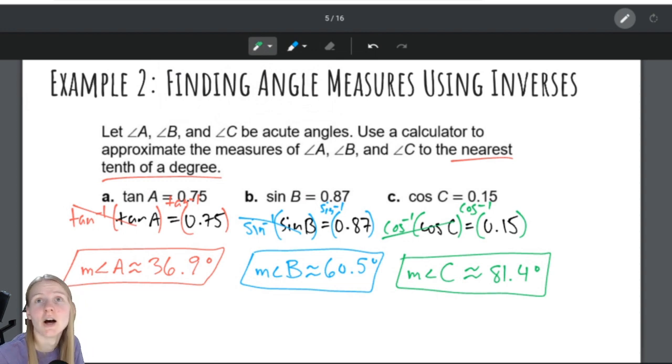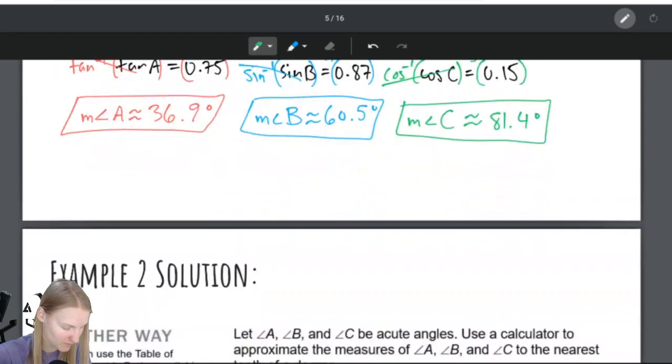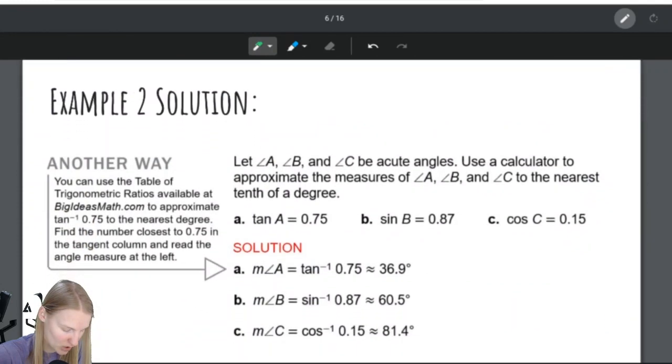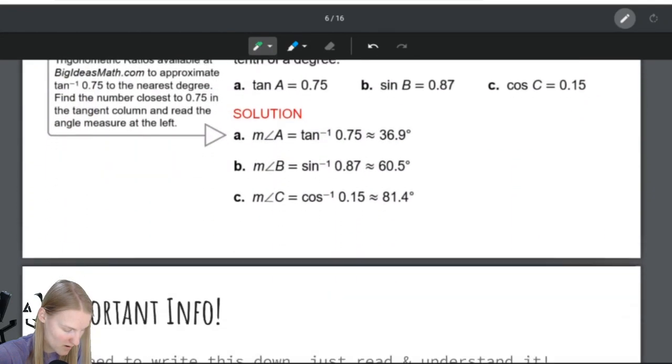Awesome. So if you want to undo tangent, use tangent inverse. If you want to undo sine, use sine inverse. If you want to undo cosine, use cosine inverse. And that's basically all of the new information today. Now we're just going to use this inverse to solve right triangles. Oh, look at that. We can check and make sure we were right, and we were.